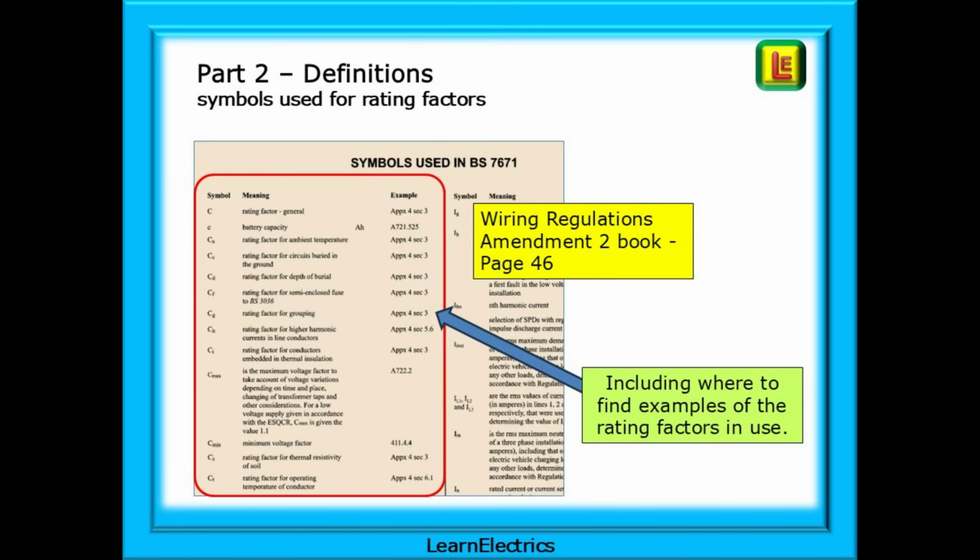Let's begin with part 2 of the Wiring Regulations book, and all the tables shown and page numbers relate to the 18th edition Amendment 2 book, and definitions begins on page 46. There is a list of the C rating factors at the top left of the page, and a short description of what each symbol means. To the right of each description, there is also a reference to where you can find examples of that symbol, that rating factor, in use in the book.